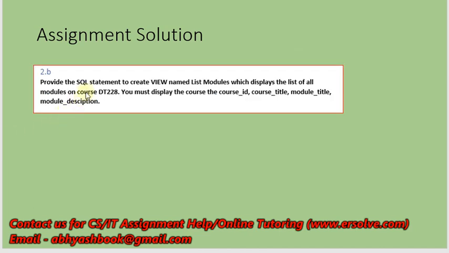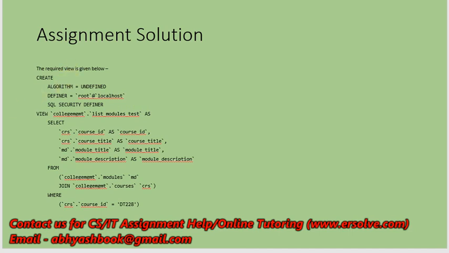Now the second question says to provide the SQL statement to create a view named list modules which displays the list of all modules on course DT228. You must display the course ID, course title, module title and module description. These 4 columns should be in this view. This is the query we have written to create a view.